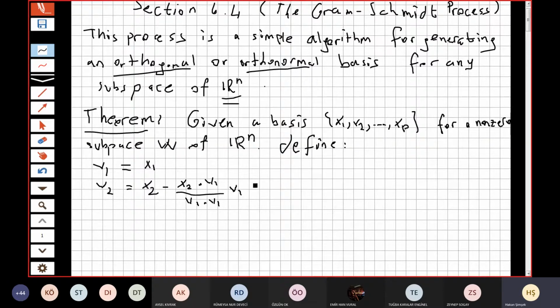And the second one will be orthogonal to the first one, because this one is the orthogonal projection of x2 onto x1, and by subtracting from x2 we obtain the orthogonal complement. Therefore V2 is orthogonal to V1.